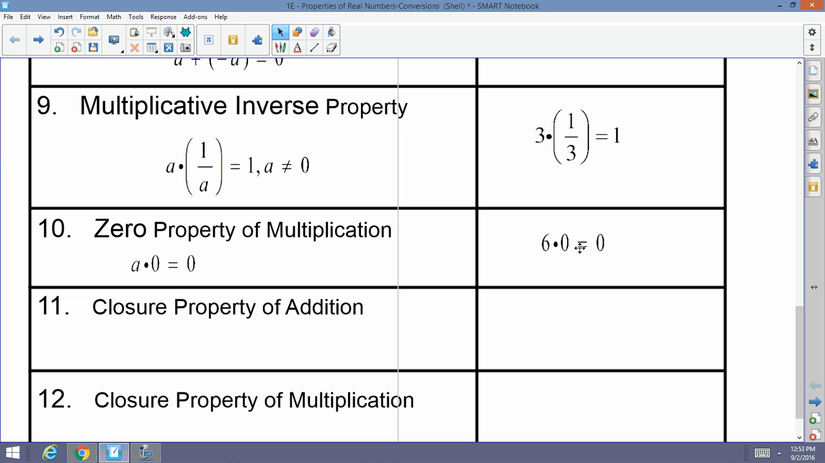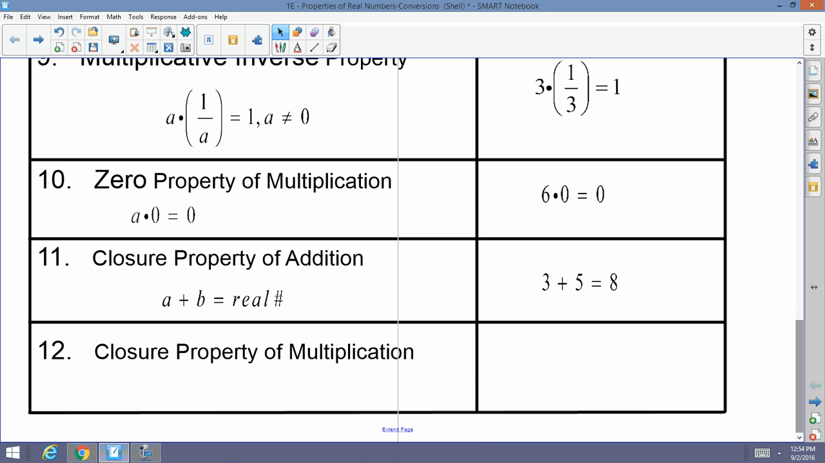Now the closure property of addition. Closure is pretty simple, but I still like to mention it. The closure property states that a plus b will equal a real number. Remember what we said, that a and b represent real numbers, variables, or expressions. So when you're adding real numbers, you're going to get a real number answer. Okay, for example, 3 plus 5 equals 8. 3 is a real number, 5 is a real number, 8 is the sum of real numbers. It has to be a real number.